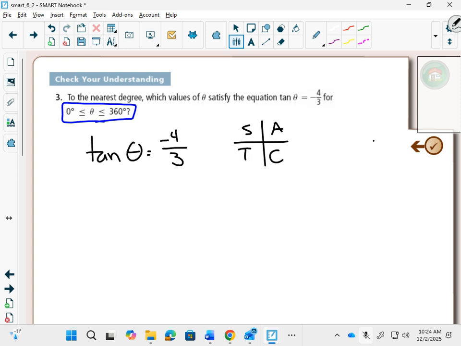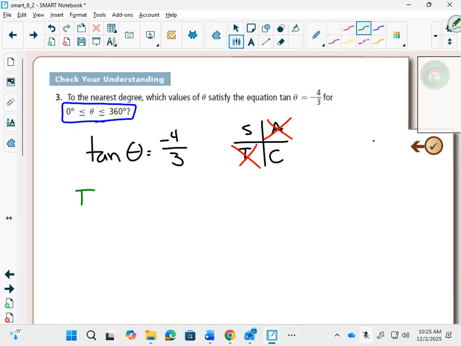Tan is negative. The CAST rule tells us where things are positive. They're all positive in quadrant 1, so it cannot be quadrant 1. I'm going to put an X through that because tan is negative. And tan is positive in quadrant 3, so it cannot be in quadrant 3 because tan is negative, which means it must be in quadrant 2 or 4, thank you. Quadrant 2 or quadrant 4.